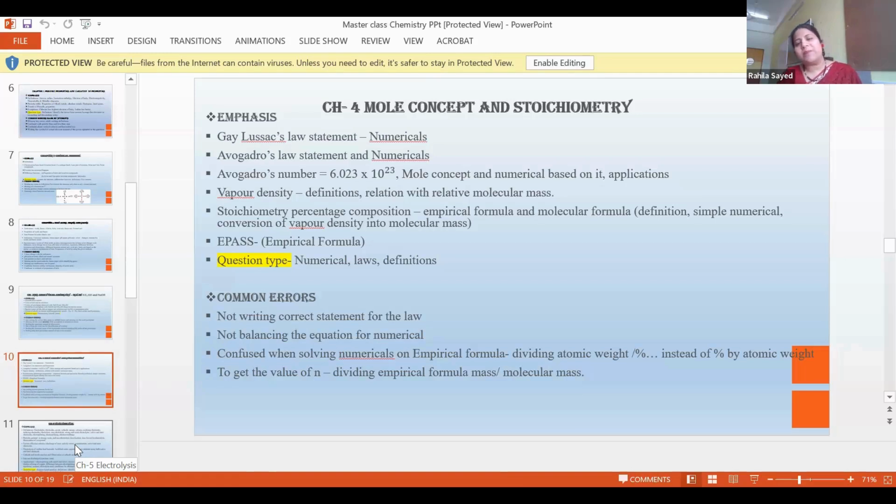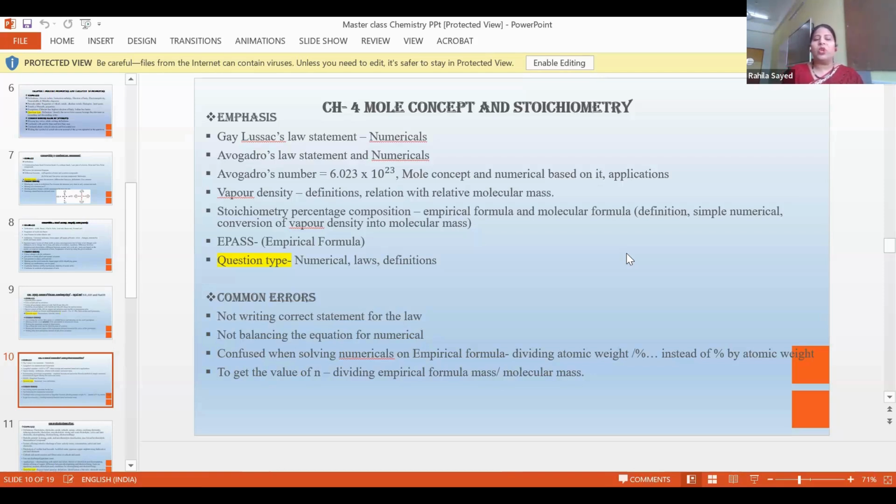Again, laws, statements, and definitions have to be written the way it is given in the book. Don't write it in your own words. Don't try to frame your own sentences over here, children. The common errors over here: not writing correct statement for the law, not balancing the equations for numericals. If the equation is not given to you, you have to write the equation and you have to balance it. Whenever you are writing any chemical equation, children, you have to check it twice whether you have balanced it or not.